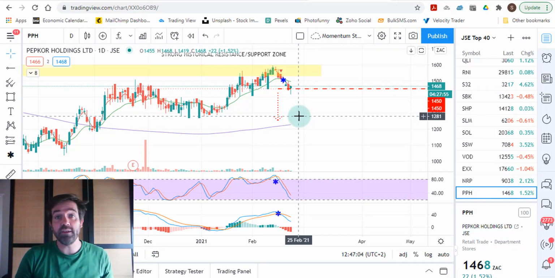So there you have it. That's basically what I do on a daily basis. I go through the charts looking for support and resistance, candlestick patterns, as well as changes in momentum, and that really helps me to find my trading opportunities for the week. And yeah, that's pretty much it.